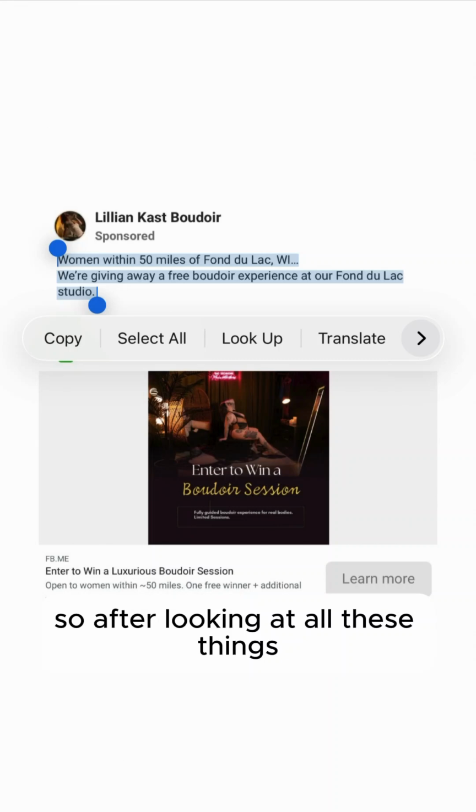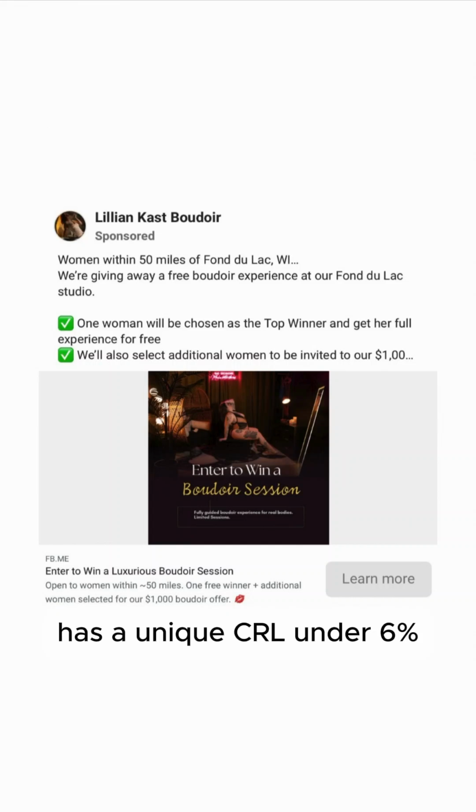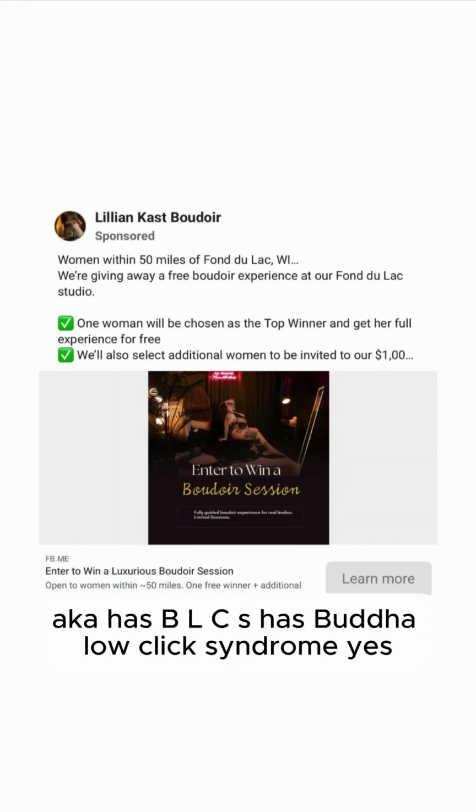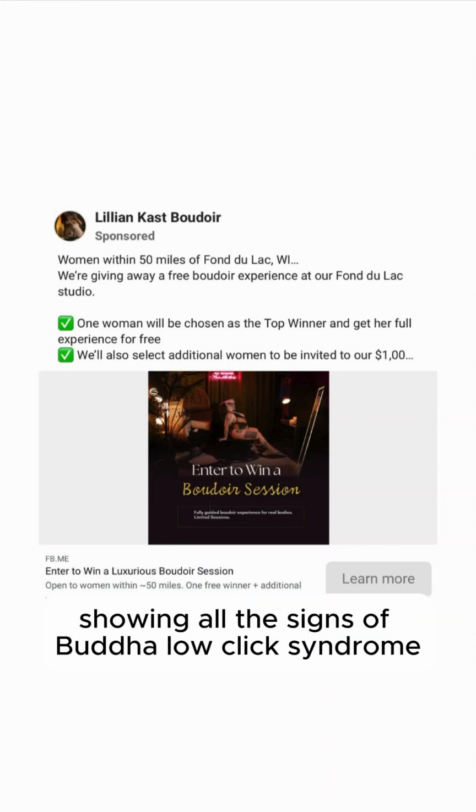So after looking at all these things, I believe this boudoir Facebook ad has a unique CTR under 6%, aka has BLCS, boudoir low click syndrome. Yes, I do. I believe this is showing all the signs of boudoir low click syndrome.